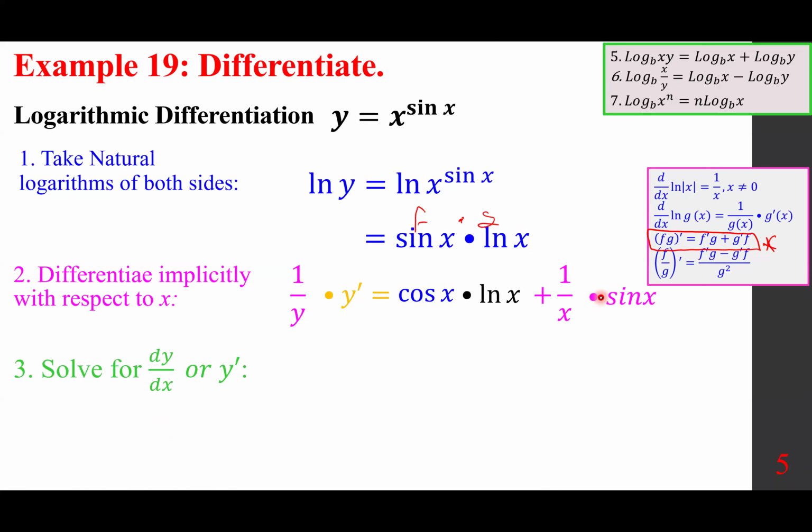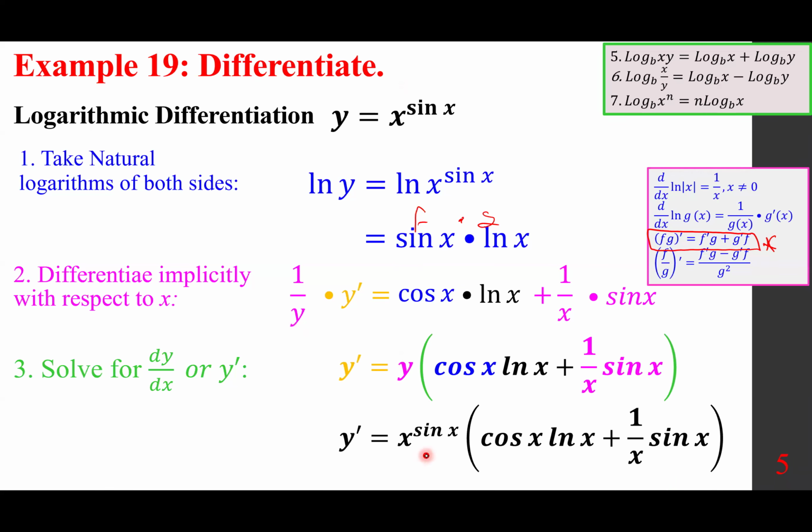Finally, solve for y prime or dy dx. To solve for this, that means you multiply both sides by y. So in other words, 1 over y, take it to the other side means multiplied by y. And when you multiply it by y, you have to replace it with x to the power of sine x. You must do that. Of course, this is cosine x ln x plus 1 over x sine x. So it's very straightforward. And as I mentioned, it is important to be done in that fashion.